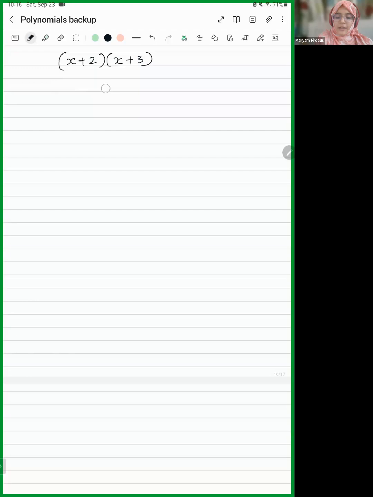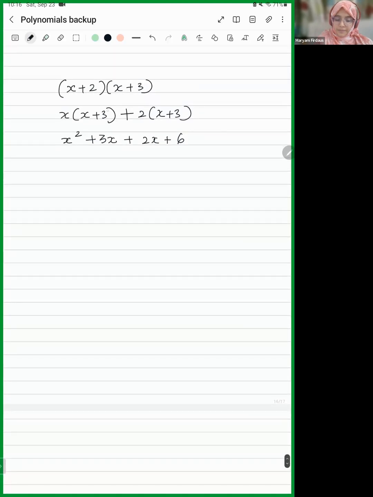We are multiplying this x with x plus 3, which becomes x squared plus 3x. Then 2 into x plus 3, which becomes 2x plus 6. So x squared plus 3x plus 2x plus 6, which is x squared plus 5x plus 6. Just a minute, I will make a few changes.